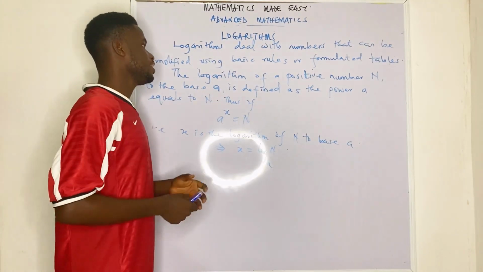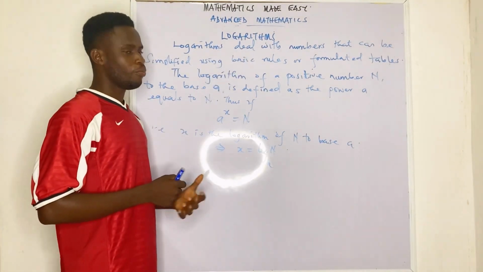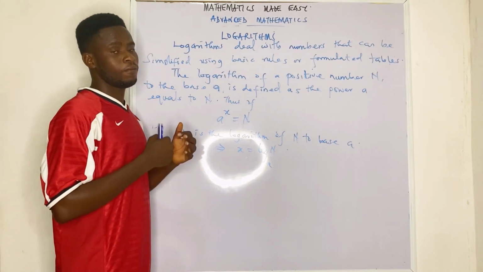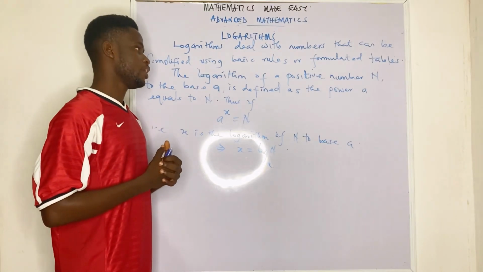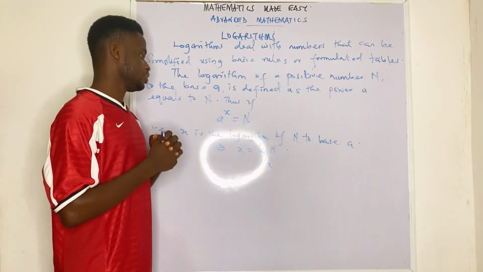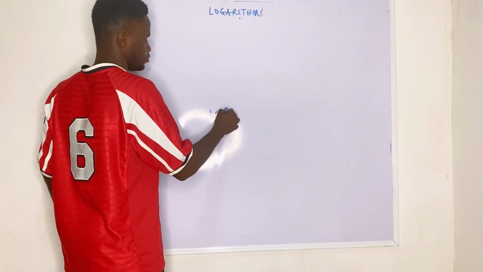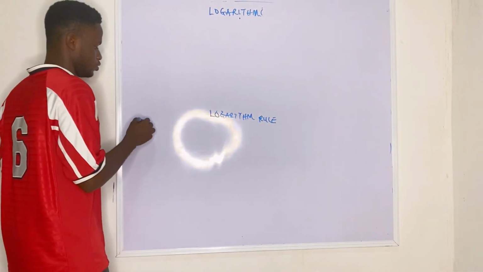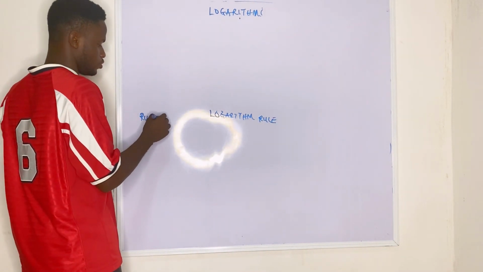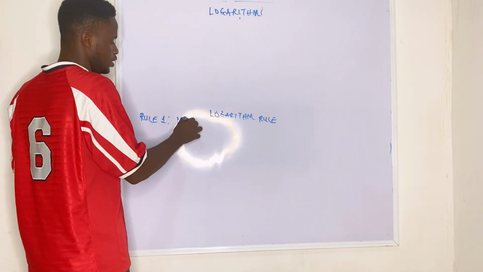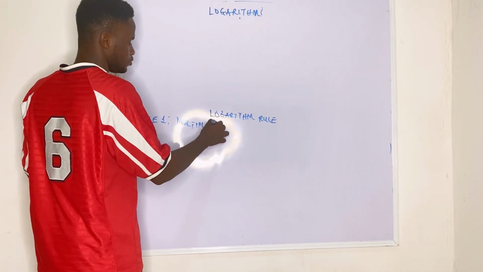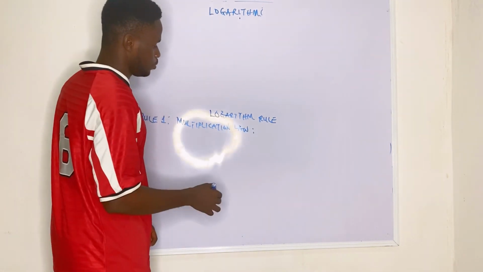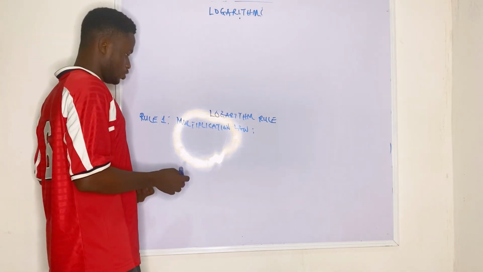Here now, we'll be learning the rules that govern operations on logarithm, as well as the use of tables to solve problems involving logarithms. So we'll start from the rules. So the first rule we're going to consider is multiplication rule, or you say law. So you can see it as multiplication law or product law, or you say product rule.